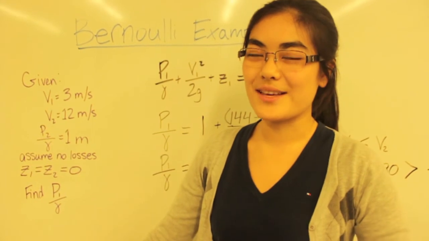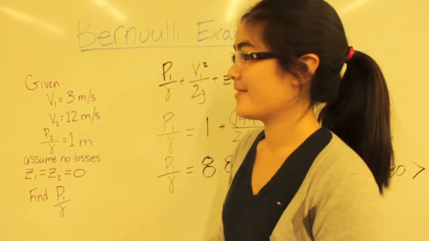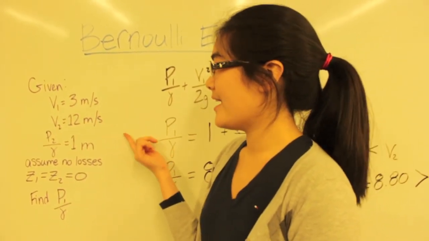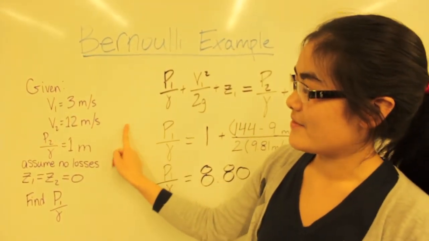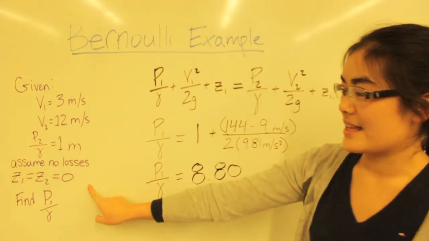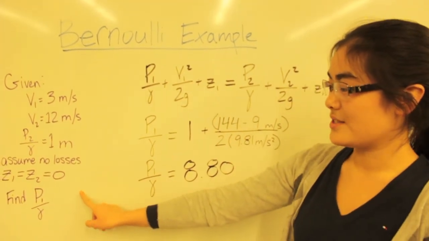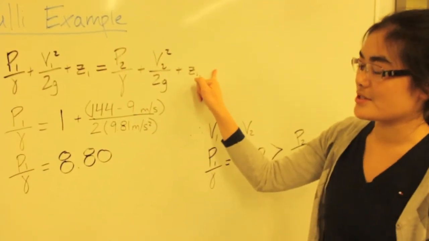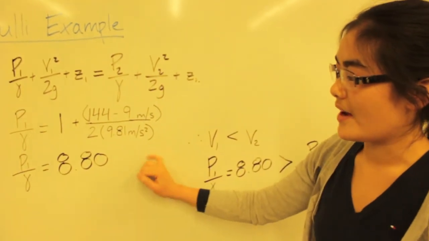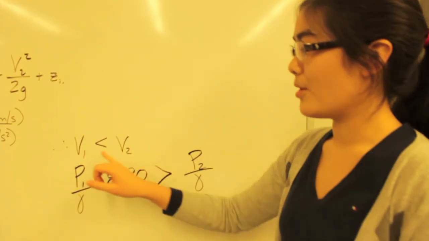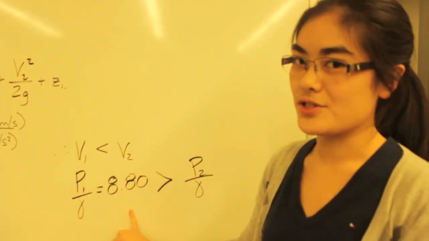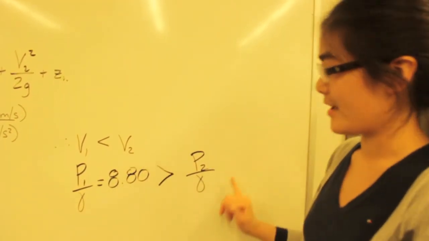Now let's do an example using the Bernoulli equation. We're given the parameters V1, V2, and the second pressure head. Notice that V1 is less than V2. We assume no losses and that Z1 and Z2 equals 0. Using the Bernoulli equation, we substitute the values and find that the first pressure head is 8.8. This shows that with a lower velocity, you achieve a higher pressure, and with a higher velocity, you get a lower pressure.